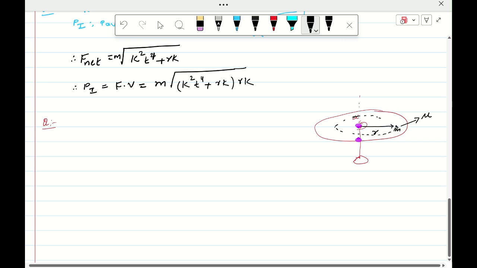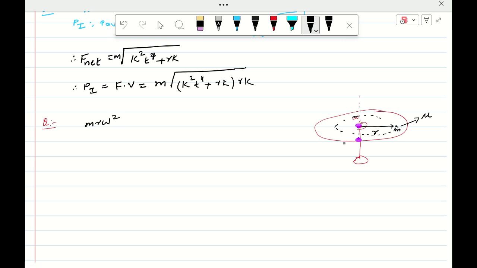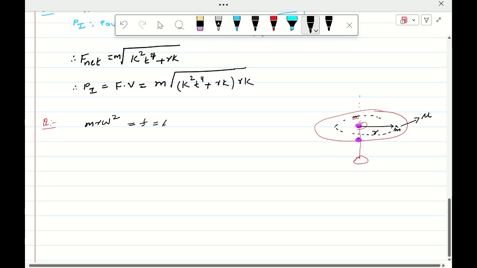So now here m r omega square. The m r omega square, the centrifugal force acting on this particle when the table is rotating, is equal to friction. So that is equal to mu m g. Now this m gets cancelled. Therefore, r omega square is equal to mu g. So now when these two forces are equal.